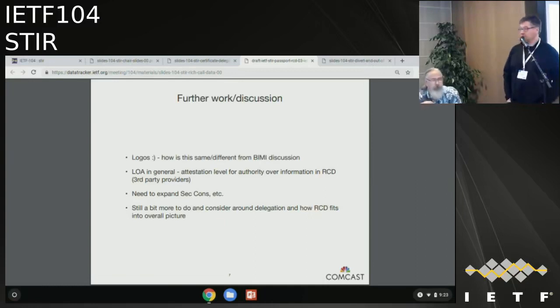Okay, good conversation. Next one is something I think there's already text in here, but I think we want to flesh out more, thinking about at an attestation level how much authority you have over the RCD information, for third-party providers that either directly own that information or maybe got it from a secondary source, or those types of situations. We obviously need to expand all the security considerations. I guess the point is we still have a little more work to do, for sure, especially after that past discussion.